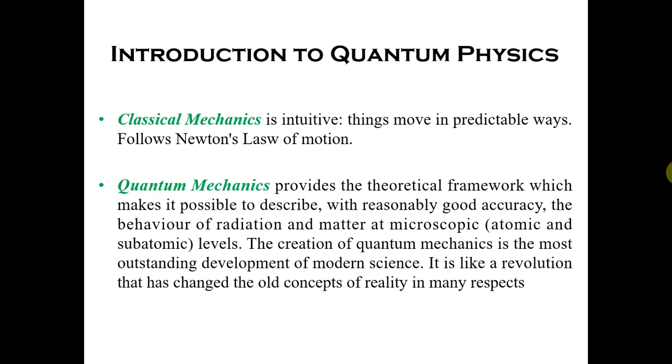It provides the theoretical framework which makes it possible to describe, with reasonably good accuracy, the behavior of radiation and matter at the microscopic, that means atomic and subatomic, levels. Here the concept of radiation as well as matter both comes in quantum mechanics. We will be discussing this in the subsequent classes. Now, to have a brief overview of the difference between classical and quantum physics, let us consider a simple example.